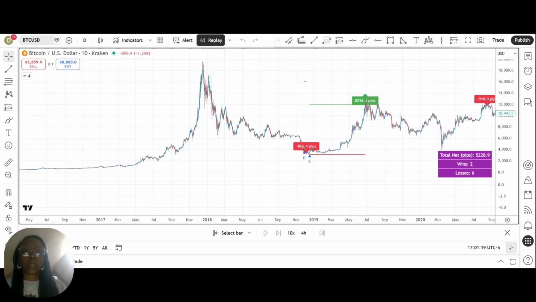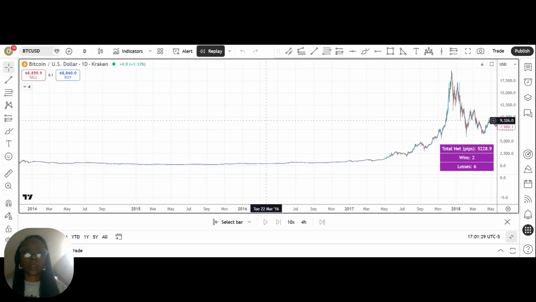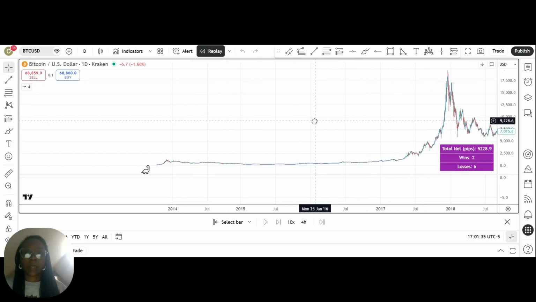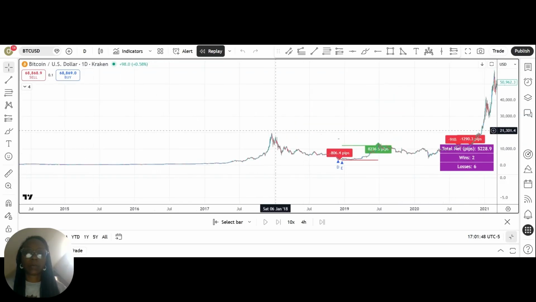All right, let's look at it. Okay. So we're going to go all the way back to 2013. And we're going to wait until we have an indicator saying it's going to either go up or down. This one has little information until after the first push up, so we're not going to go with that.